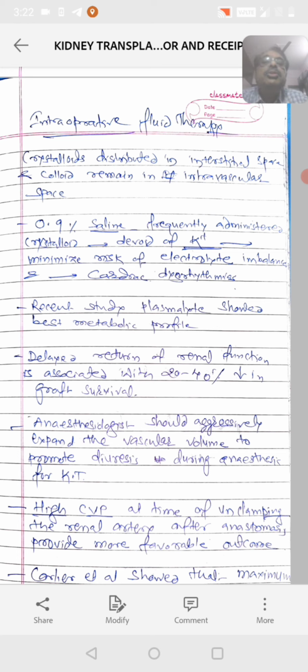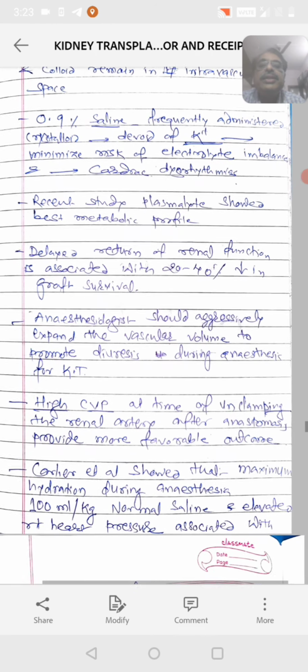Crystalloids are distributed in the interstitial space and colloids remain in the intravascular space. The IV fluid of choice is 0.9% normal saline. It is the most frequently administered crystalloid. It is devoid of potassium. It minimizes the risk of electrolyte imbalance and cardiac dysrhythmias. A recent study shows Plasma-Lyte has the best metabolic profile. Delayed return of renal function is associated with a 20 to 40% decrease in graft survival.